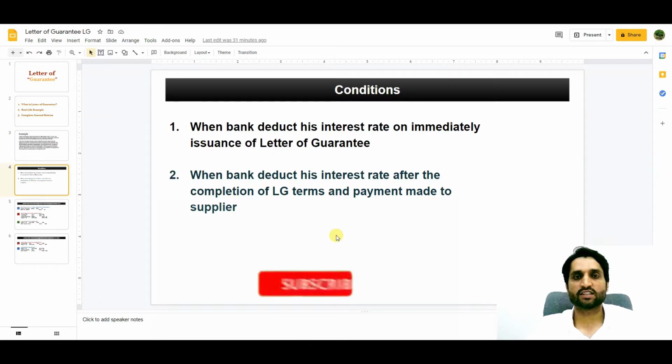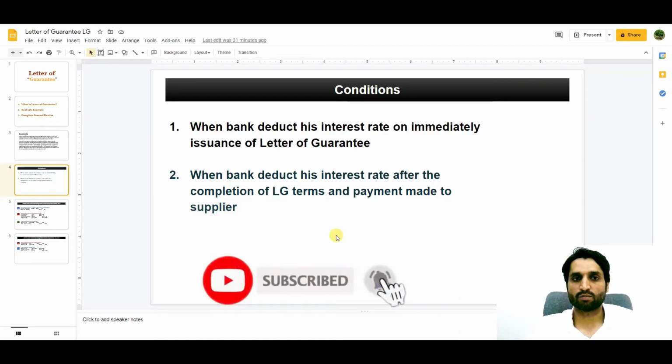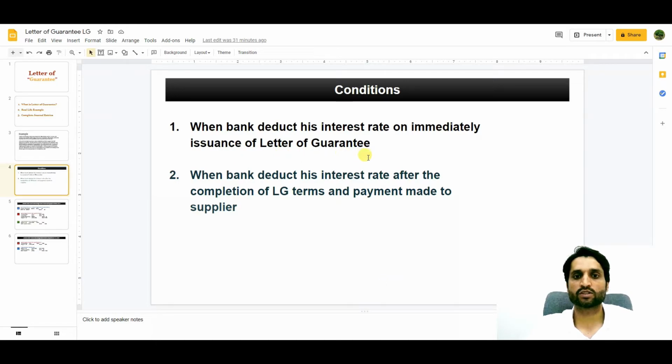There are two conditions. The first condition is when the bank deducts its interest immediately on issuance of the letter of guarantee. Like we went to the bank as a buyer and we asked for a letter of guarantee. So the bank will check the eligibility of our account and they will issue us a bank guarantee, and immediately make a debit to our account with the percentage of the interest rate which they will charge on the bank guarantee. So they will deduct that amount immediately from our account.